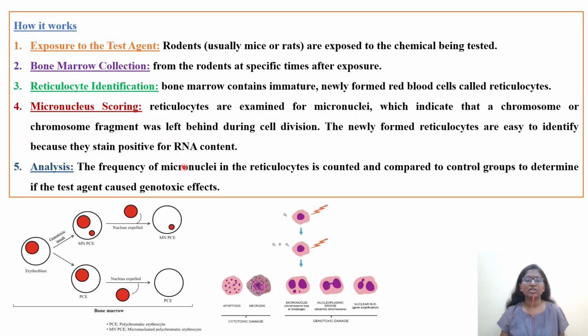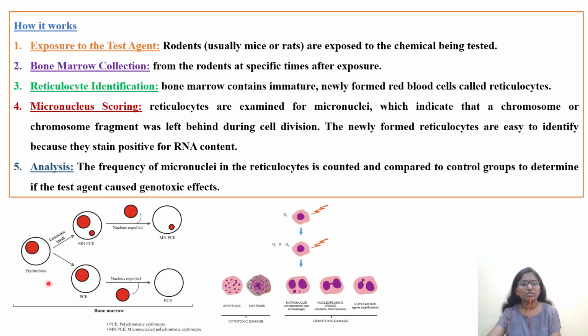So this is your micronuclei. The frequency of micronuclei in the reticulocyte is counted. Okay, a huge number, I think around thousands of cells, will be counted. In that you will identify ratios, like PEC by PNEC; these ratios we will be doing. So the frequency of micronuclei in the reticulocyte is counted and compared to control groups to determine if the test agent caused genotoxic damage.